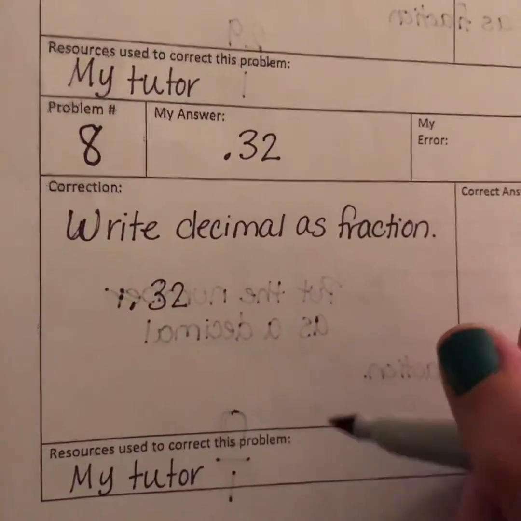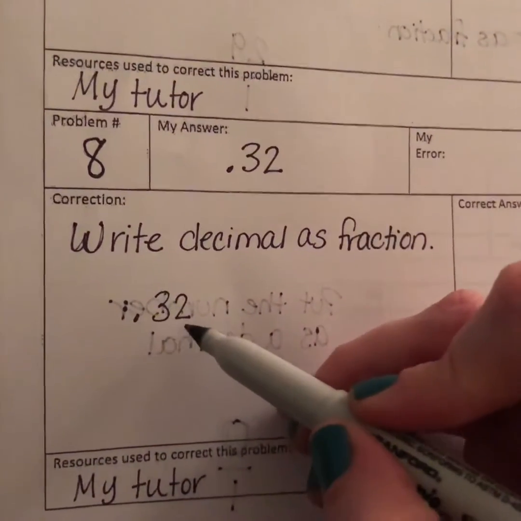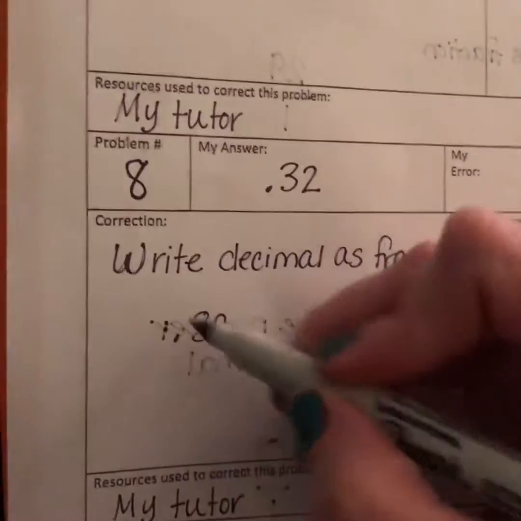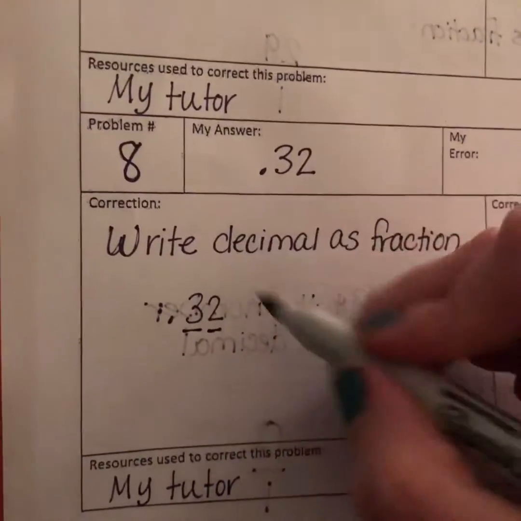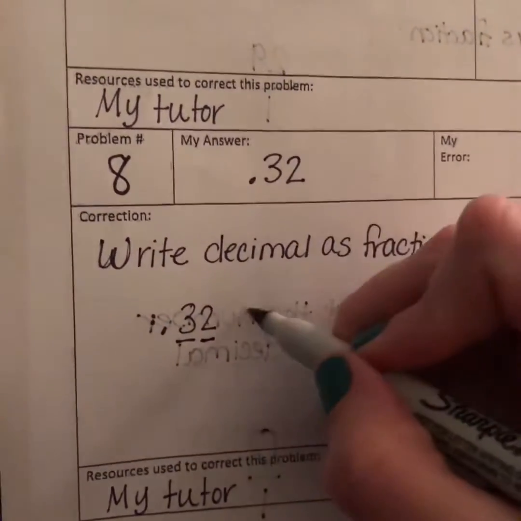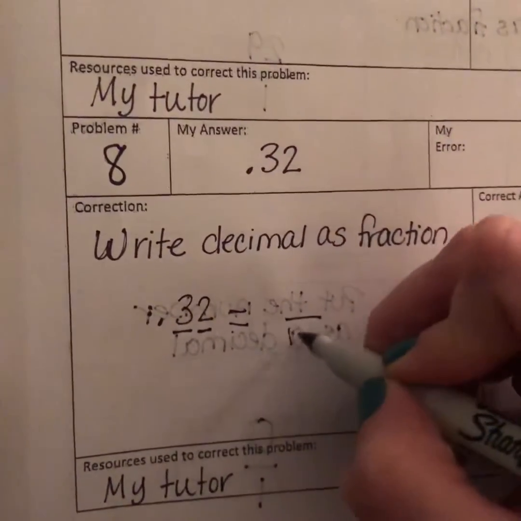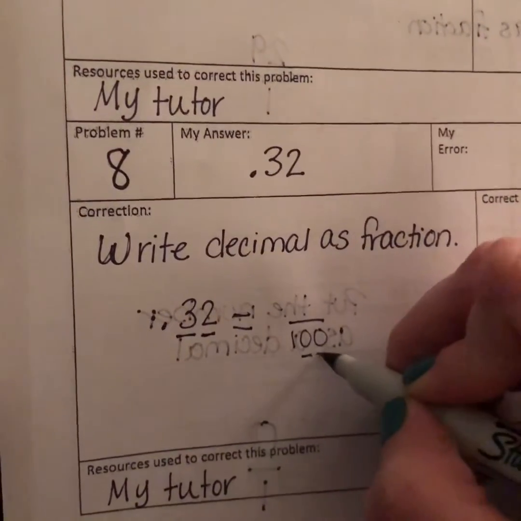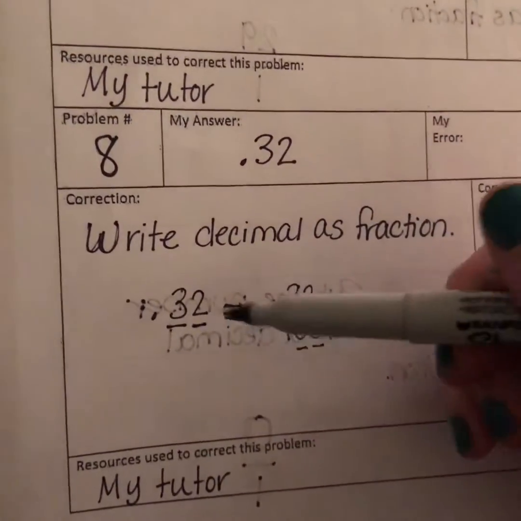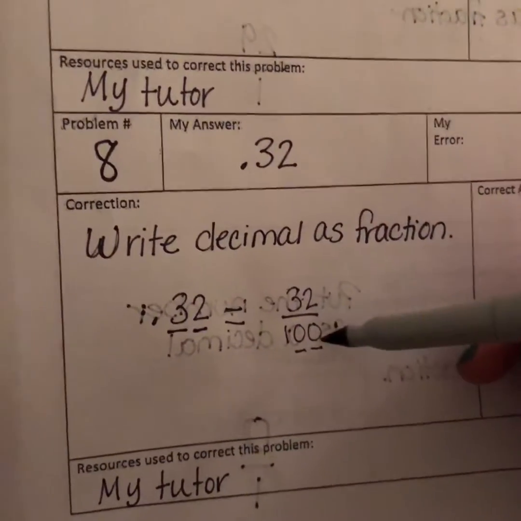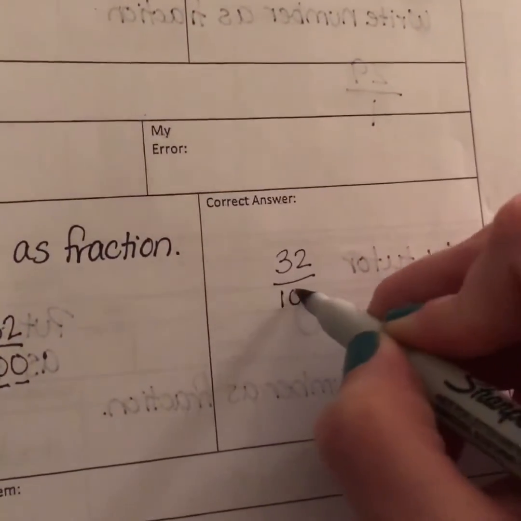Okay, for number 8, it's write the decimal as a fraction. So they gave you the decimal 32 hundredths. So remember, you look here and you see, okay, how many places do I have? Here's the tenths, here's the hundredths. So remember I said if you have 2 places, that means when you put it as a fraction, you're going to have 2 zeros because it's in the hundredths place. So there are your 2 zeros. So you're going to put 32 over 100, and when you say that, it's exactly how you would say this, 32 hundredths. So your answer is 32 hundredths.